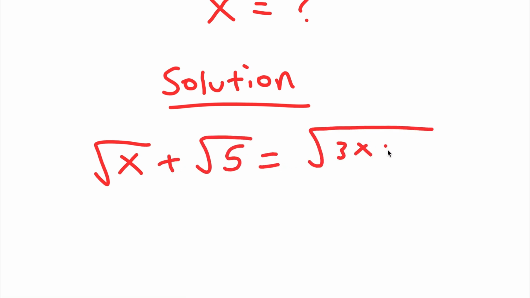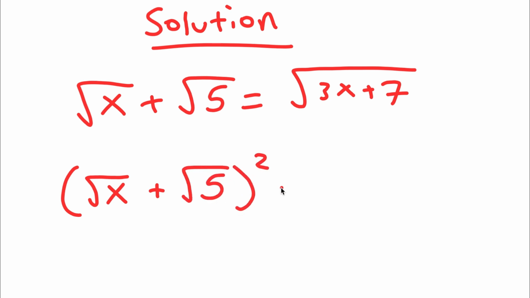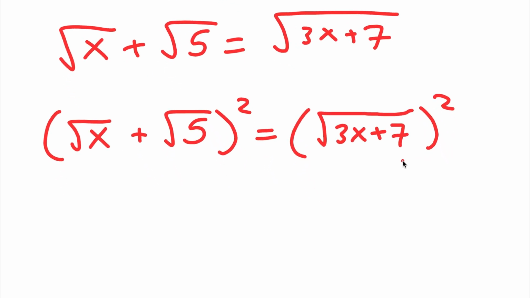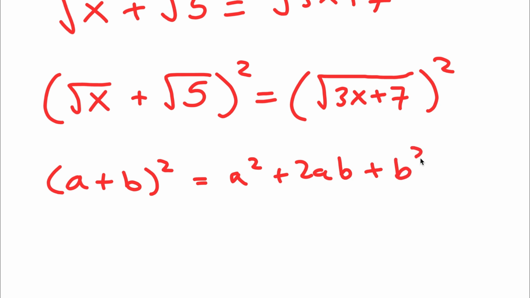And what I'm going to do is I'm going to square both sides. So I have the square root of x plus the square root of 5 squared is equal to the square root of 3x plus 7 squared. Now, if I have something in the form a plus b squared, this is equal to a squared plus 2ab plus b squared.